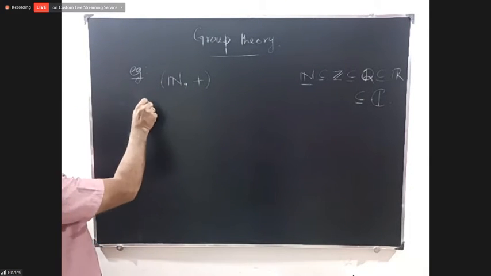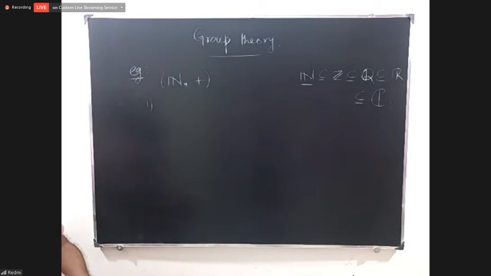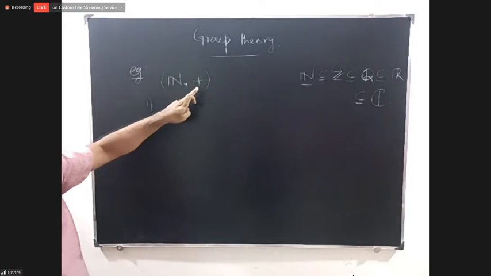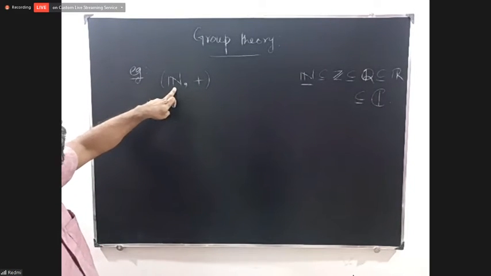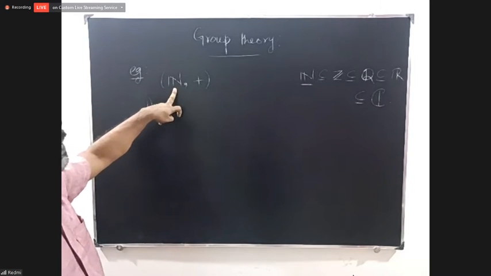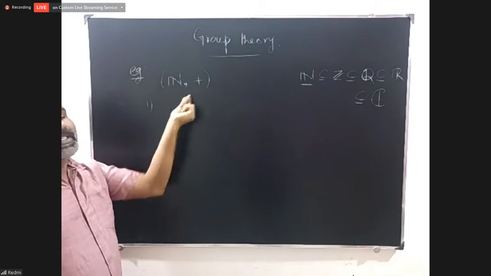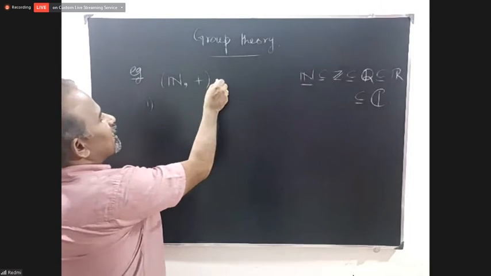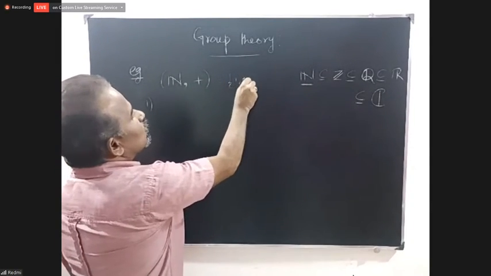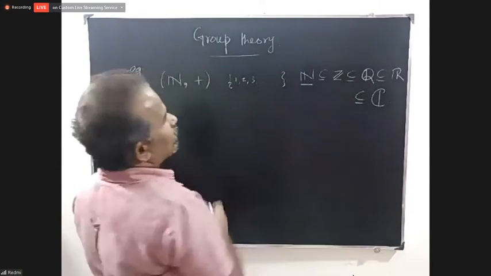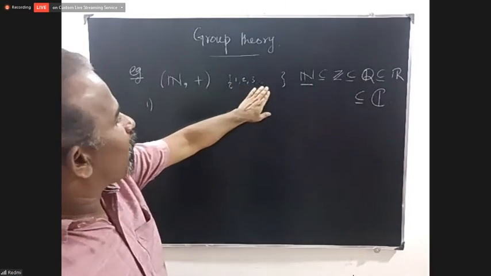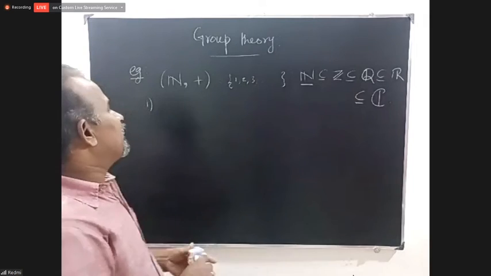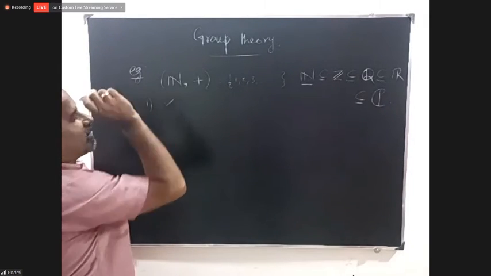The first property is closure property. You have to check: if you take any two elements and add them, again that sum belongs to N, then plus satisfies closure property. The natural numbers consist of 1, 2, 3, etc. If you take any two elements and add them, again that element belongs to the natural numbers. Therefore, closure property is satisfied.